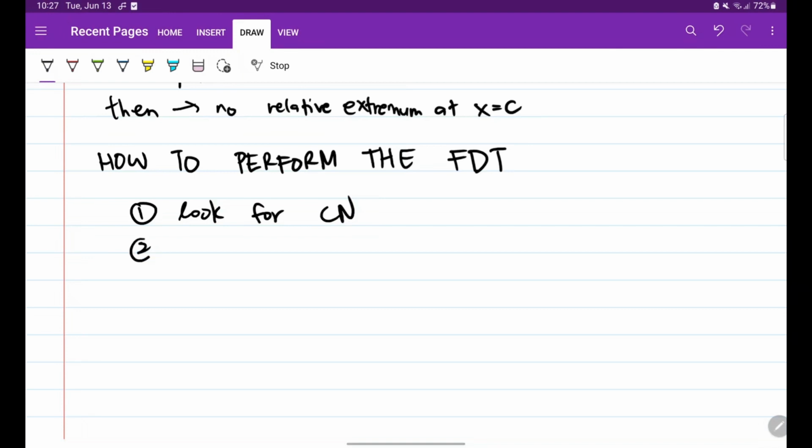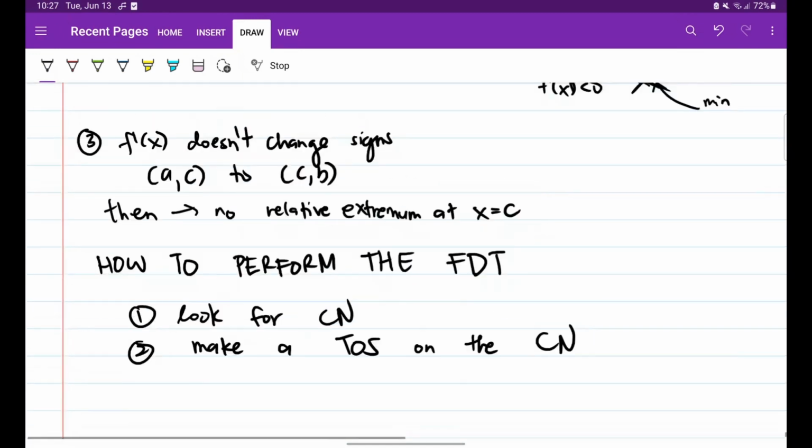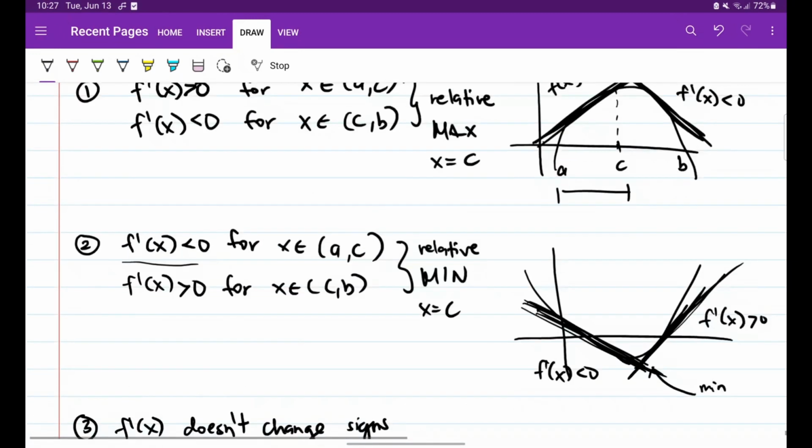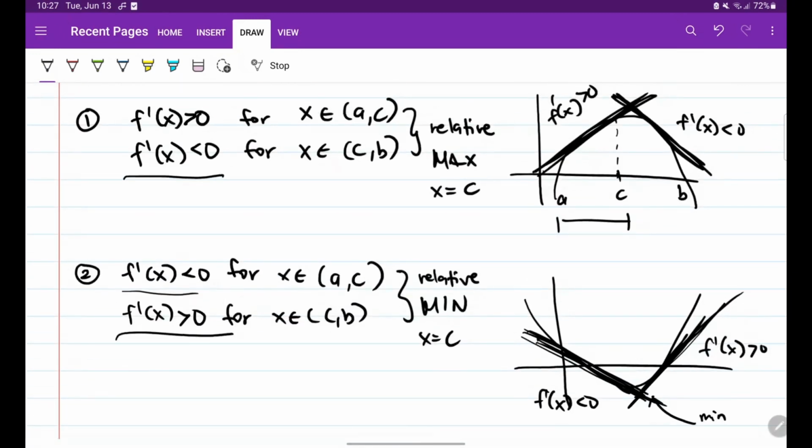Okay? And then second is we make, okay, make a table of signs. Okay? On the critical numbers. And titignan natin kung paano nag-change yung sign between the critical numbers. And basically, we are performing this one and this one. Okay, so if nag-change from positive to negative, and then we have here a relative maximum, pag nag-change from negative to positive, then meron kang minimum.